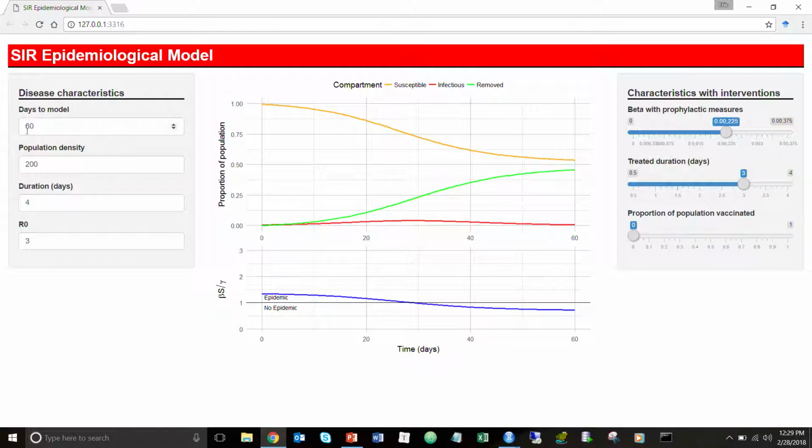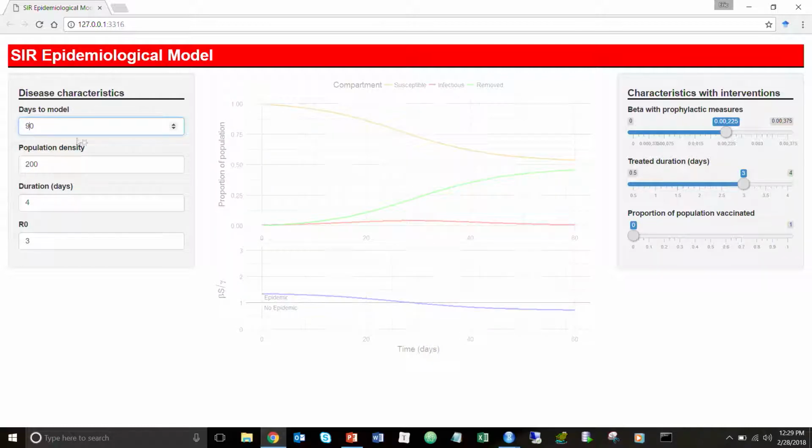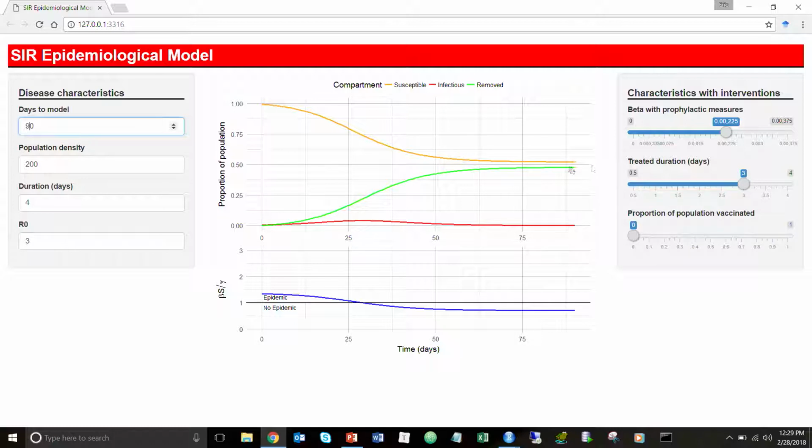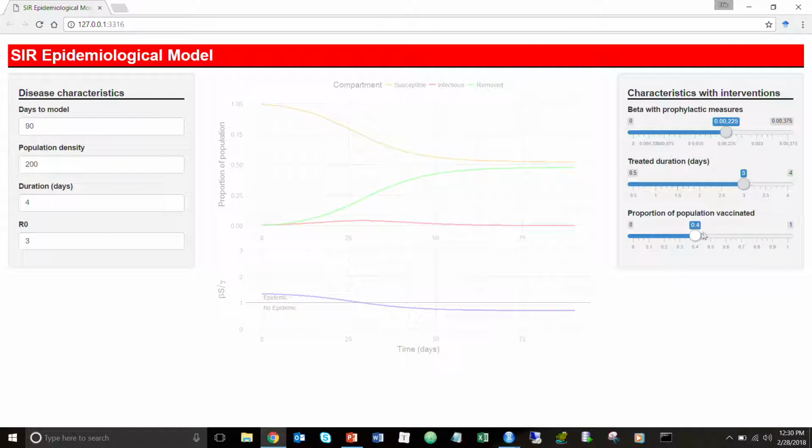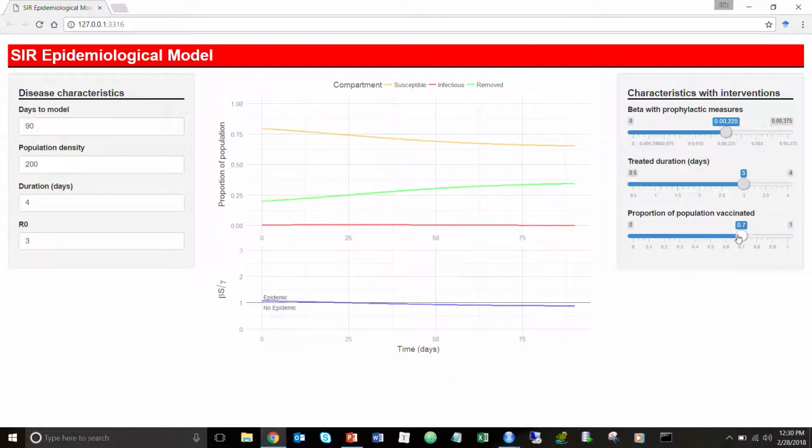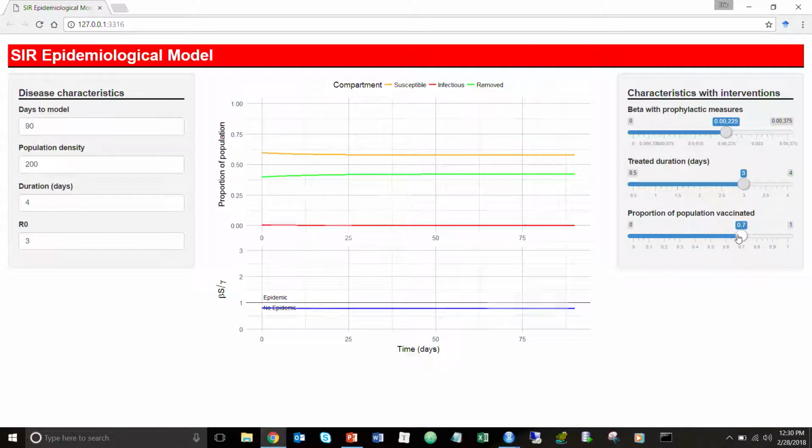And again, we have to go out even farther. Let's say go out 90 days to see what's happening. And sure enough, only about half of the people ever get sick. Now, here's the really fun part. Let's say that the university policy states that everybody should get a vaccination. And they even hired a nurse who was successfully able to vaccinate 70% of the population.